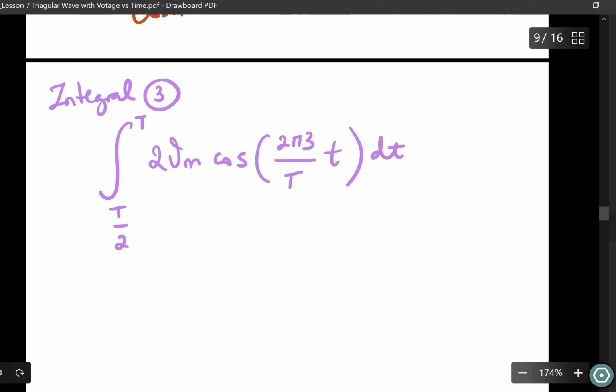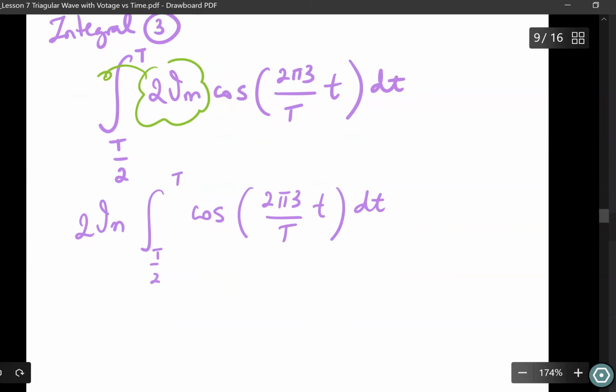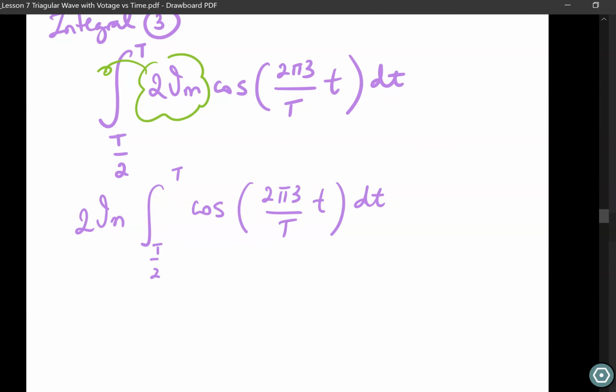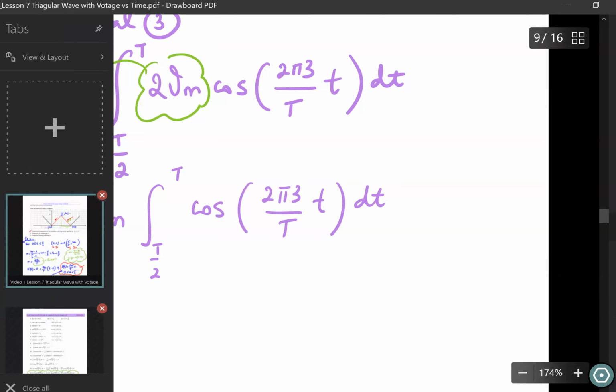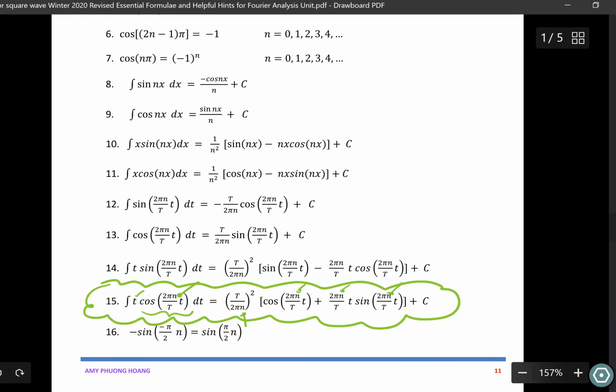Okay, so again, I am going to bring this across the integral sign. So I will write this as 2 Vmax integral from T over 2 to T of cos of 2 pi 3 over T times t dt. So how do we integrate this? What we need to do is check our formula sheet to see what formulas we are going to use to make things easier for us.